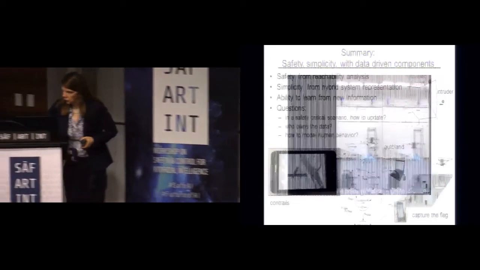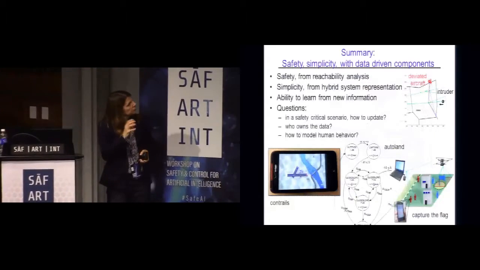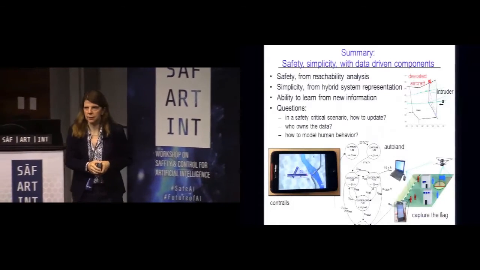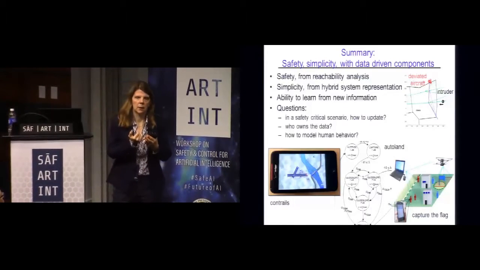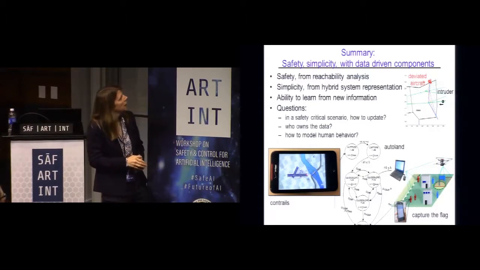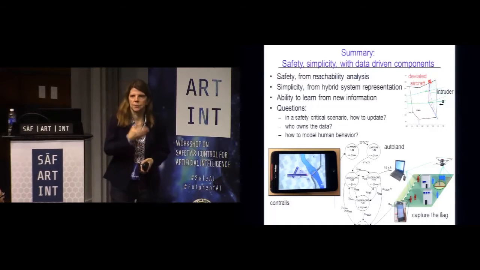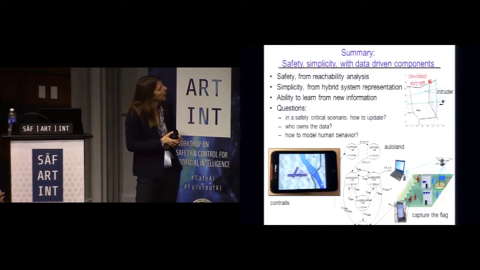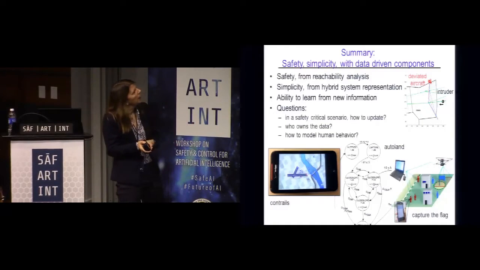And so to conclude, we're using reachability analysis for safety. Again, that's predicated on the assumption that we have a good nominal model and some estimate of the bounds of our uncertainty. We typically use hybrid system models for simplicity when we have a large complex system, and we've incorporated, in some first steps, the ability to learn from new information.